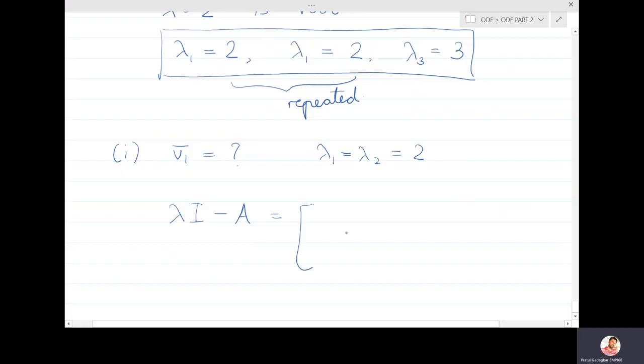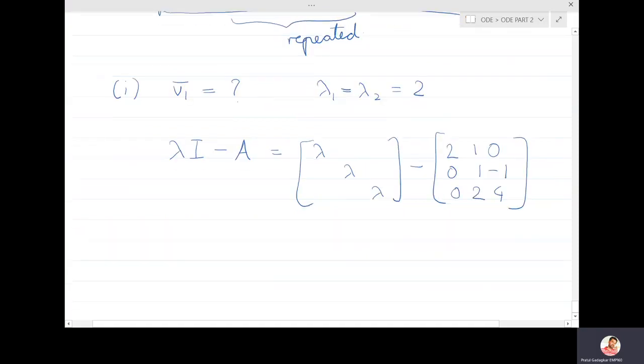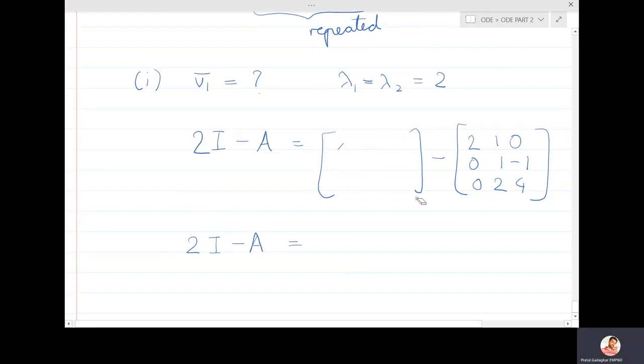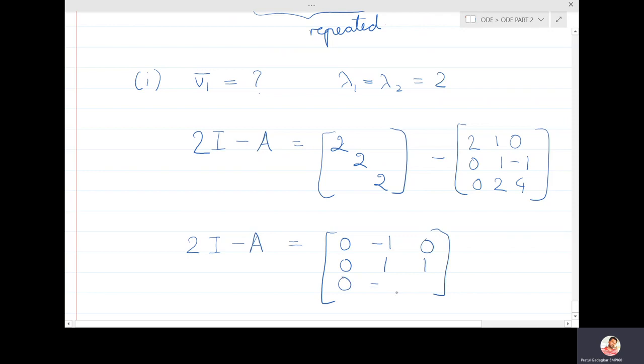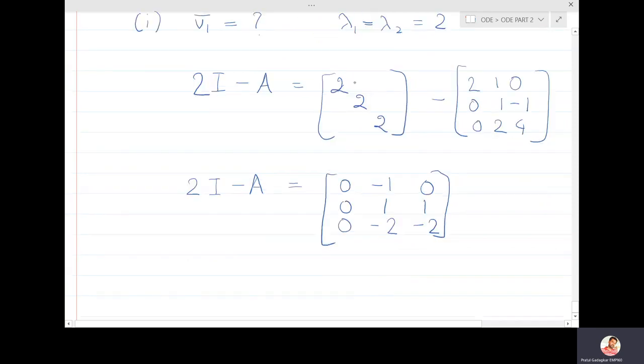Lambda I minus A is lambda, minus A. The matrix A, let me just see what the matrix A is, is 2, 1, 0, then 0, 1, minus 1, and 0, 2, 4. And I write 2I minus A, so 2, 2, 2 on the diagonal, is equal to how much? We get 2 minus 2 is 0, minus 1, 0, and then a 0, then 1, and again a plus 1, then we get 0, minus 2, and minus 2. This is what I'm getting, okay?